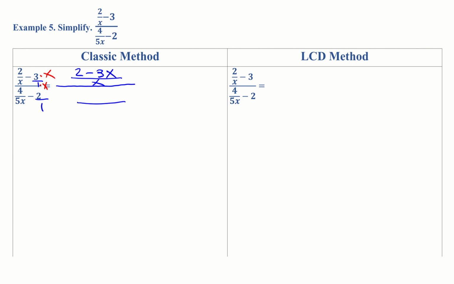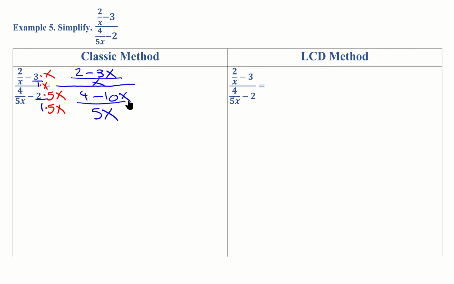Now, down below, the LCD of 5x and 1 is going to be 5x. This denominator, we don't have to do anything to make it like the common denominator, but this one we have to multiply by 5x. So that's what we'll do. Don't forget, you have to do the same to the numerator of that fraction. So now what we have left is 4 minus 10x, correct?